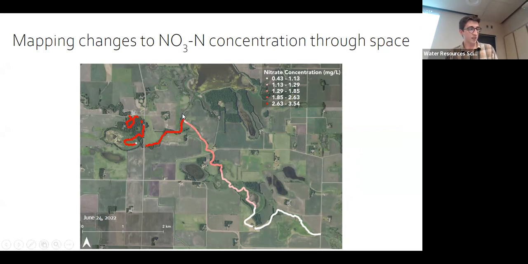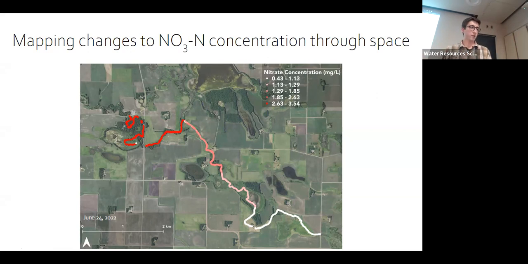These changes in what we measure in the stream happen at these kind of distinct points. So here we have the outlet of High Island Lake draining into the stream. Here we have a series of flow-through wetlands. And at both those locations, we see these decreases in nitrate concentration. So everything that we're measuring in the stream really is related to what's happening on the surrounding landscape.